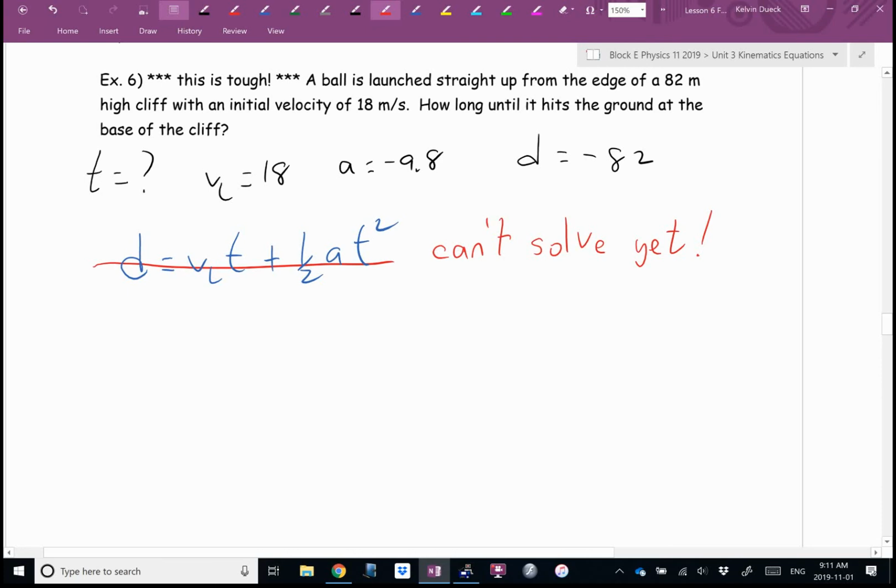You will around Christmas time, but not yet. Pardon me? Yeah, you'll learn the quadratic formula. X equals negative b plus or minus the square root of b squared minus 4ac all over 2a. Or if you listened to my rant at the beginning of the year and you have a calculator with a built-in solver, you could actually, if you knew how to use the solver right now, solve this right now, but I'm not going to teach you that.